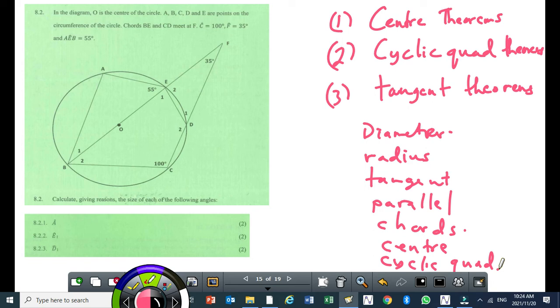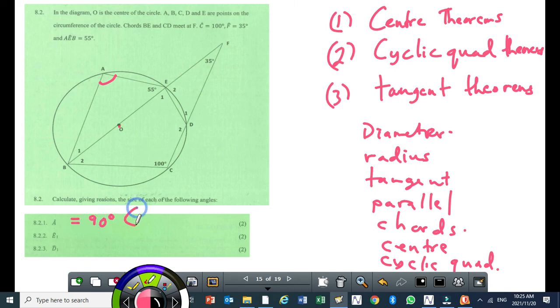So let's start with A now. The question says AEB is 55, C is 100, F is 35 degrees. We have got a center, and obviously we have got chords DE and CD. So this is very easy. Angle A is this one here. We have a center, and it means BE is a diameter. An angle subtended by a diameter at the circumference is equal to 90 degrees. So angle A is going to be 90 degrees.